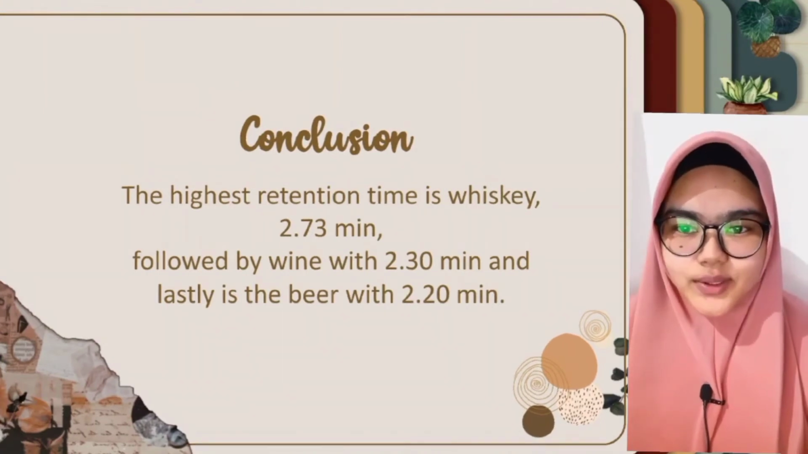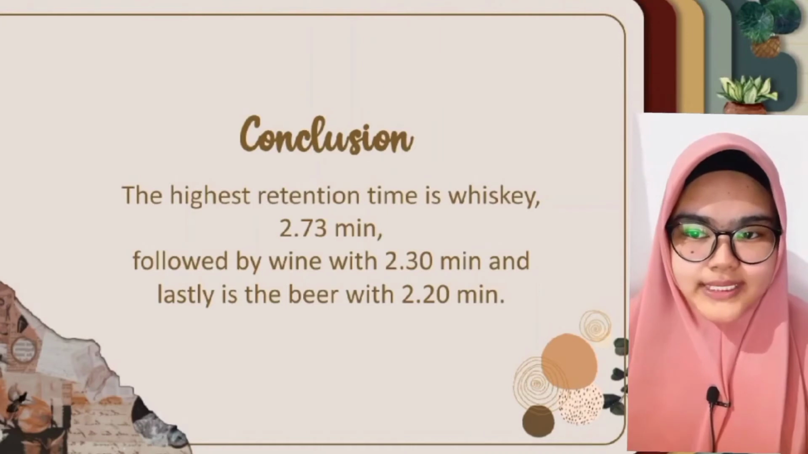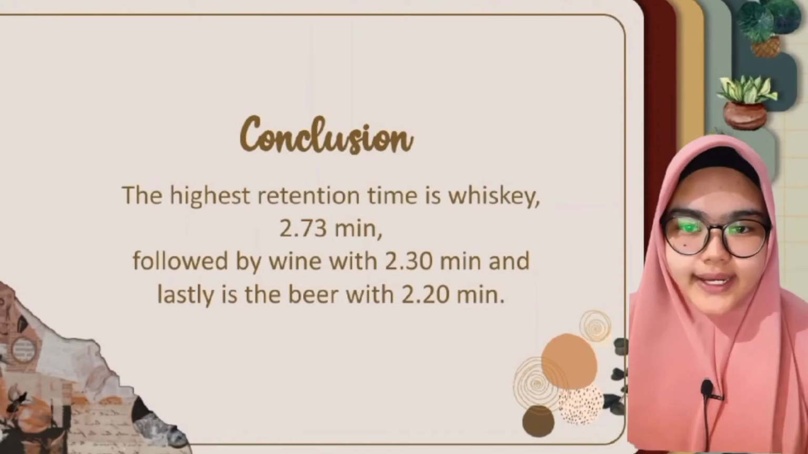In conclusion, the higher the retention time, the higher the ethanol concentration in alcoholic beverages. Therefore, whiskey has the highest concentration of ethanol as it has the highest retention time, followed by wine. Lastly is the beer. The retention times for each solution are 2.73 minutes, 2.30 minutes, and 2.20 minutes respectively.